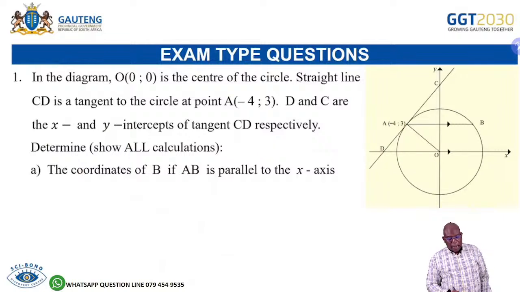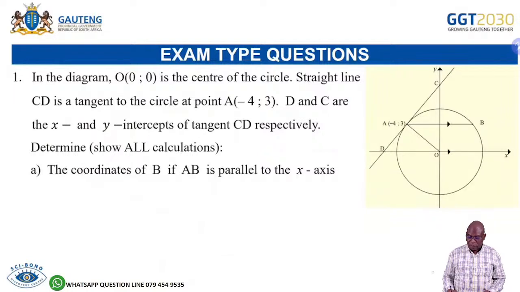Now let's look at exam type questions. These are questions that are asked in an exam. I've taken them from past papers, so this is the structure of the questions that you get. They were just warm-up questions to understand what we need when we get the equation of the circle. In this case, you have a story now. In the diagram, O is the center of the circle. You'll always get 0, 0 as the origin, the center of the circle.